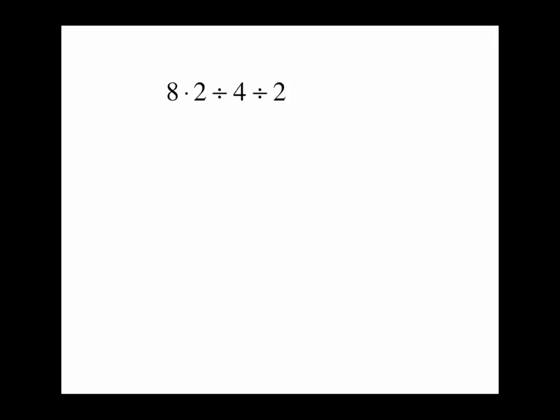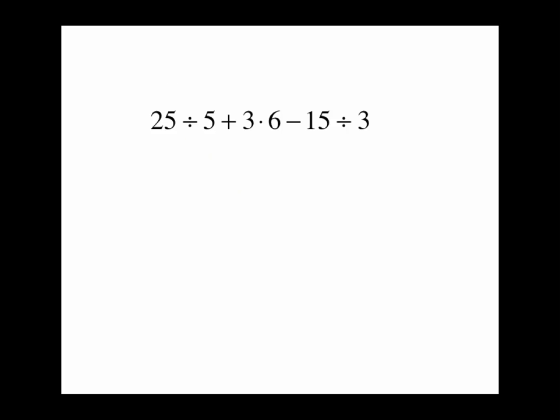Another one with all multiplying and dividing. The multiplication does get done first here because it is the operation that's all the way to the left. So the rest of this problem is exactly as is. 16 divided by 4 is 4. Then 4 divided by 2 is 2.